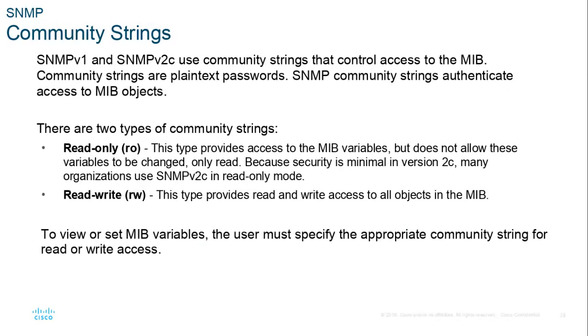Versions 1 and 2 used a community string, and this was the default passwords. They were literally the word public and the word private. So this is very dangerous, because if someone had set up SNMP in a company, and they weren't really that sophisticated and knowledgeable about how it worked, they just turned it on, then anybody that could connect to that company network and knew that the default passwords were public and private could go in there and change it.